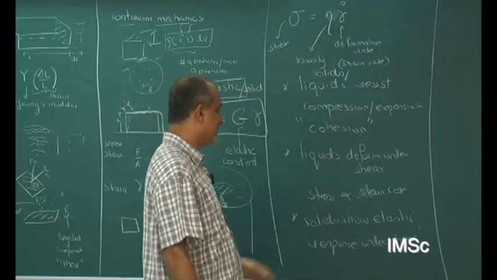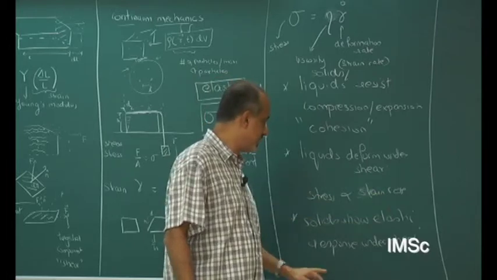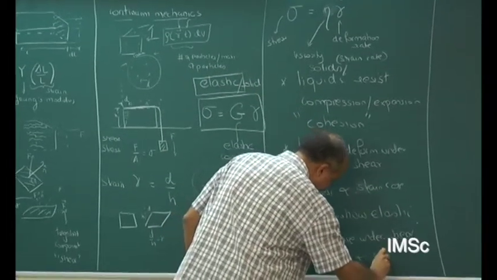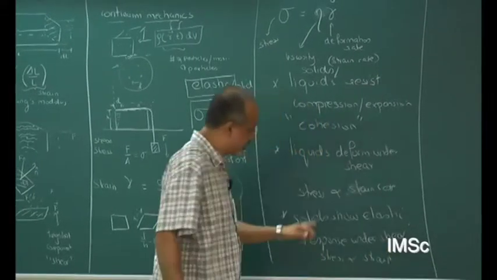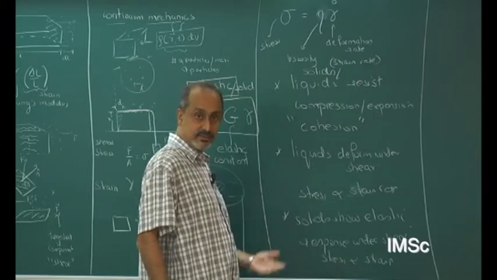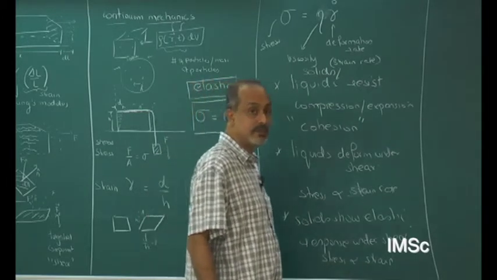Okay? So stress is proportional to strain rate for a liquid, stress is proportional to strain for a solid. And the proportionality constant here is the viscosity. Over here it's an elastic constant. So this really is the difference between a solid and a liquid.